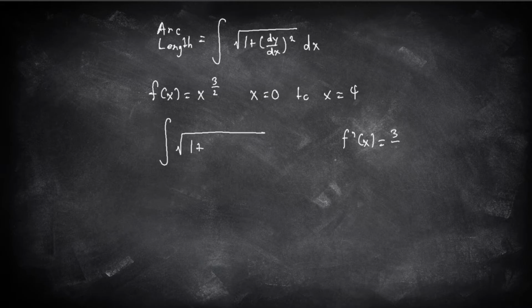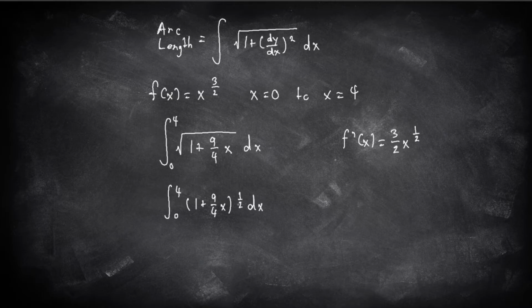is equal to 3 over 2 x to the power of 1/2. So when we square that, the square of 3 over 2 is 9 over 4. The square of x to the power 1/2 is x. And then we do it with respect to x. And we're going from 0 to 4. I'm going to delete a bit of it because it's a little bit too long. From 0 to 4.